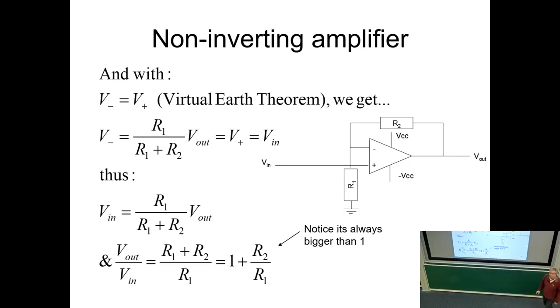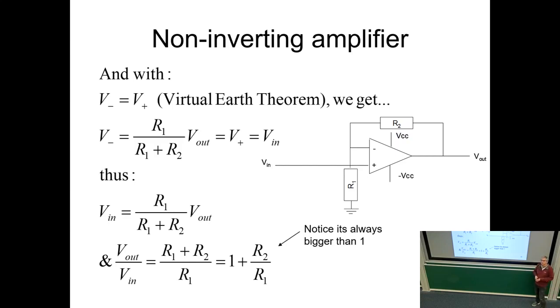It's a little bit different from the last one. And you can simplify that if you want, or put it into a more standard form, which is 1 plus R2 over R1. So it's not quite as straightforward as just R2 over R1 now. It's 1 plus R2 over R1. And what we should notice about this expression is it's always bigger than 1. So the non-inverting amplifier always gives you a gain bigger than 1.